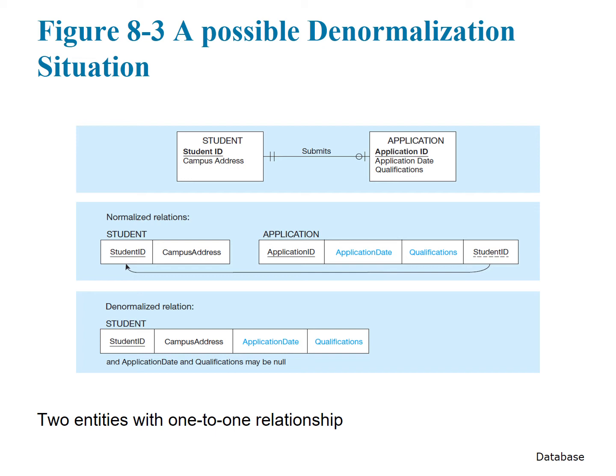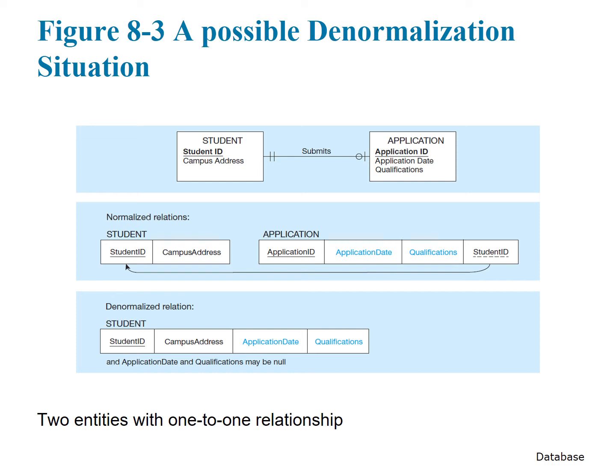Figure 8-3, a possible denormalization situation. One-to-one relationships are good candidates for denormalization, such as this example of student with application. In this diagram, we know that not all students have an application. How do we know this? The optional one on the application side of the submit relationship.